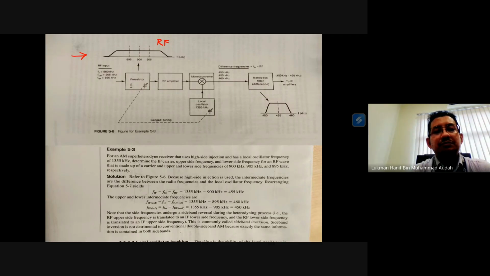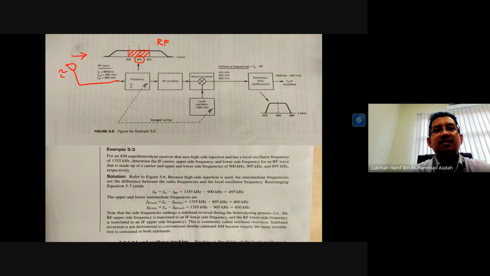Okay, so this is what the pre-selector will do. If you see from here, this is connected to the antenna. The antenna receives all the frequency band, then it passes through the pre-selector. The pre-selector would filter the input signal centered at 900 kilohertz, and it will select this frequency band.